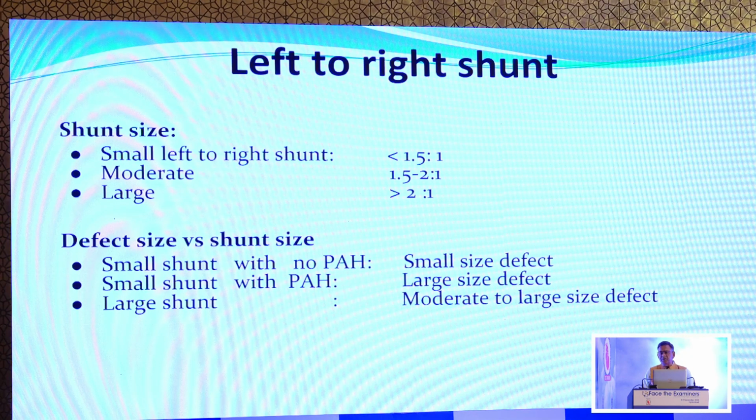If you have a small shunt and you do not have pH, the defect size has to be smaller. So shunt size you are calculating by echo. In today's world, clinical science doesn't have any value. You immediately jump to echo, and you are trying to size, and you are not able to see a VSD or find it; you are only seeing the evidence of shunt. Then a small shunt without any evidence of pH is a small size defect. If a small shunt with indicators of pH, then it has to be a large defect. And if a large shunt is there, the defect size can be moderate or large.